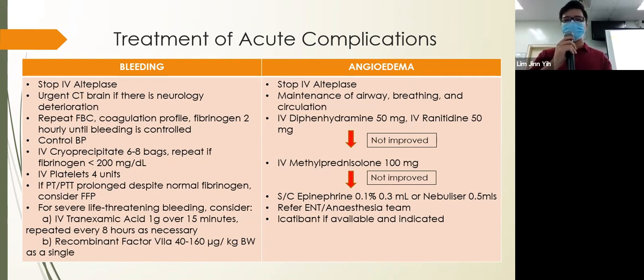If it's angioedema, we also stop the alteplase and make sure the airway is patent. We can give diphenhydramine and ranitidine. If it's not improved, we can proceed with methylprednisolone. Still not improved, we can go for subcut epinephrine.